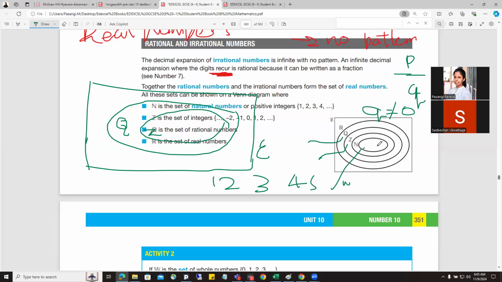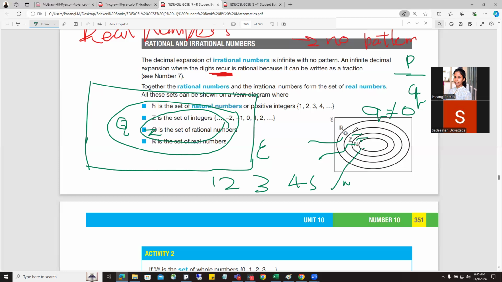Okay, the smallest set is the natural numbers. Above that we have the integers. Integers are inside what? Then we have the set of rational numbers.